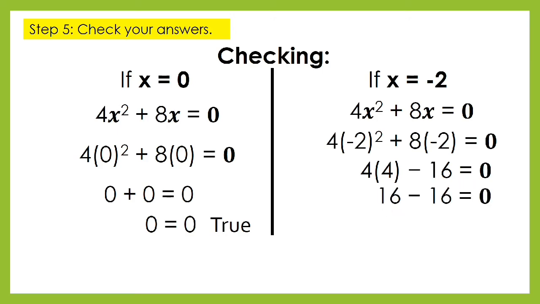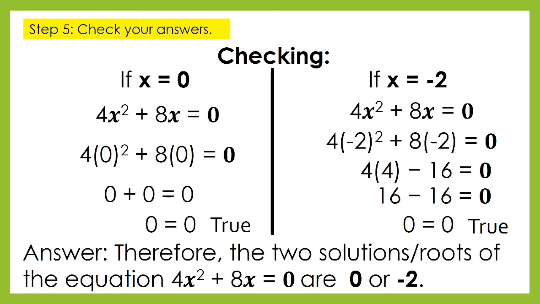Simplify, 4 times 4 is 16, minus 16 equals 0. 16 minus 16 is equal to 0, equals 0. They are equal, so that is true. Therefore, our answer, the two solutions or roots of the equation 4x squared plus 8x equals 0 are 0 or negative 2.